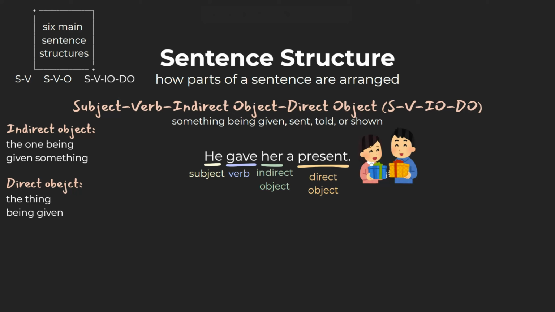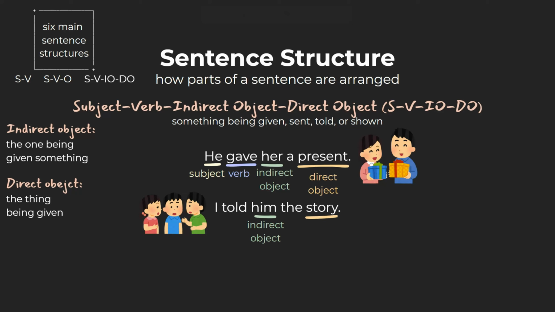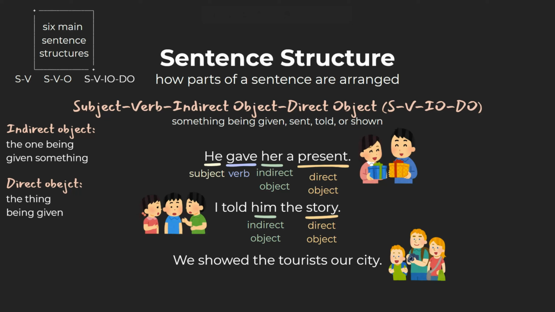This sentence structure doesn't only relate to literal things being given, like presents. In the sentence, "I told him the story," him is the indirect object, and story is the direct object. In "We showed the tourists our city," tourists are the indirect object, and city is the direct object.